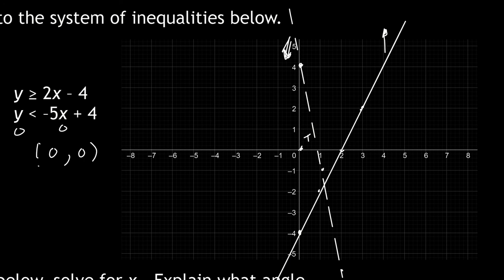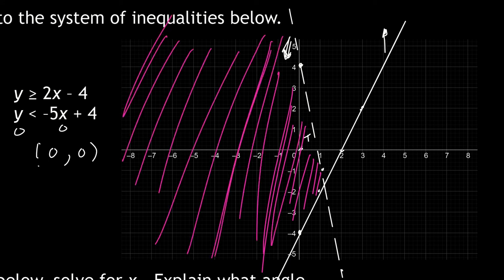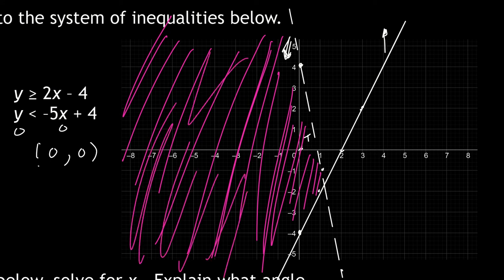So I'm looking for spots that are above the first line and below the second. And this is the region. Anything in this region is a solution to both inequalities. So there we go. Any of these points, you could just go on forever. They're all points that would work.